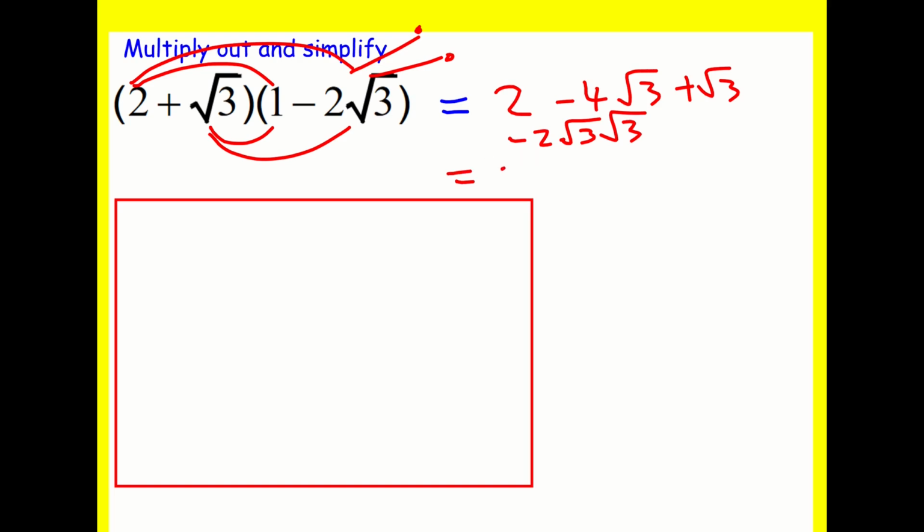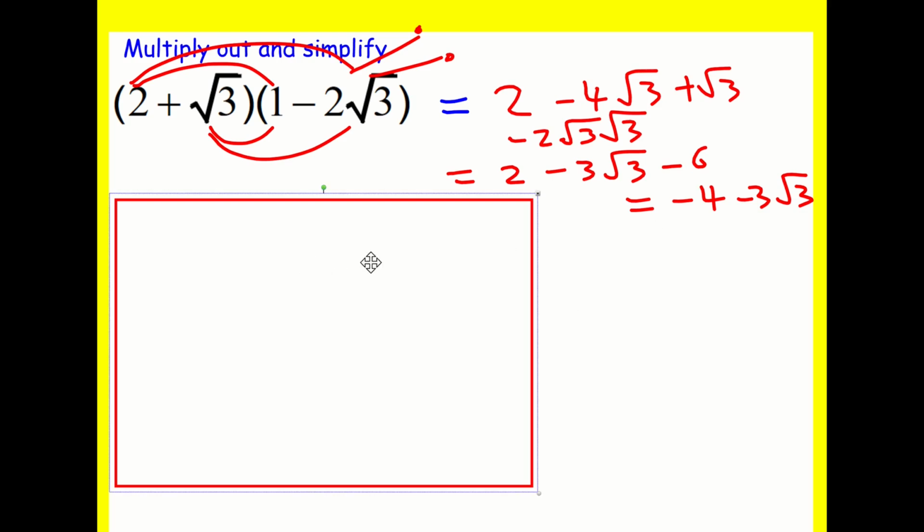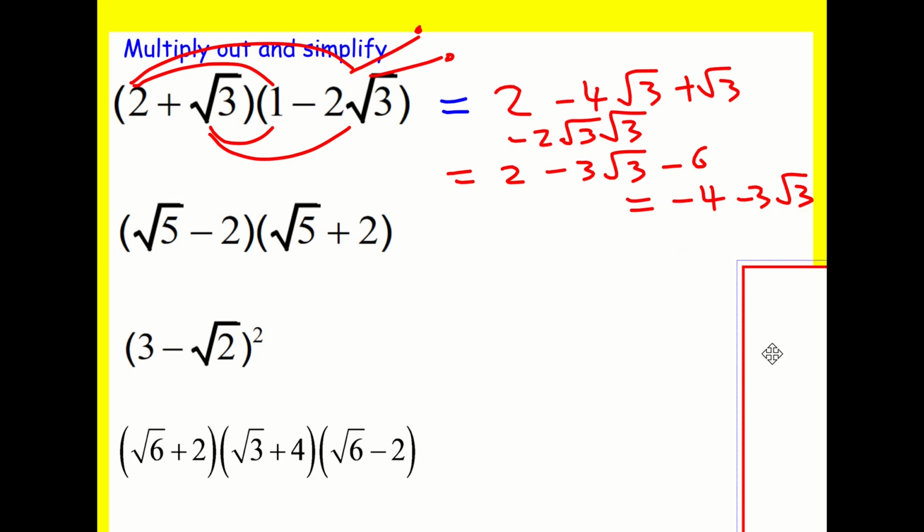That leaves us with 2 minus 3 root 3. And then this is minus 2 times 3, so minus 6. So I think it's going to be minus 4 minus 3 root 3. It's going to be negative. That makes sense because this one here on the left is positive, but 1 minus 2 root 3 is definitely going to be negative. Get quite a large negative number coming out. Can you try these ones here?